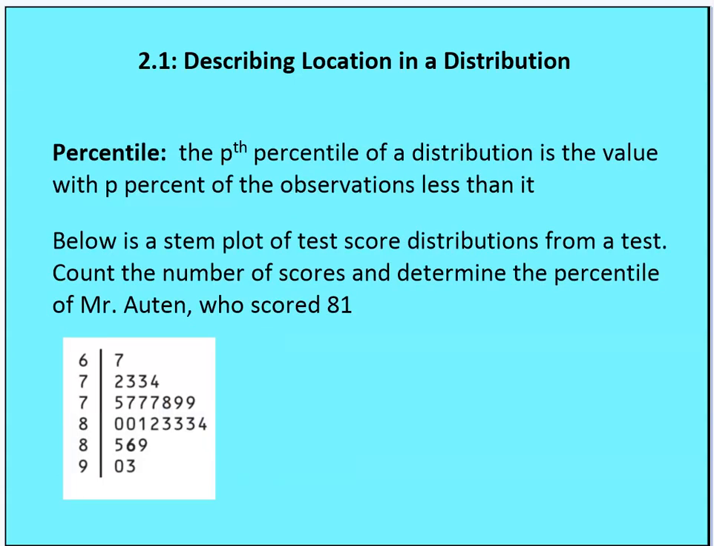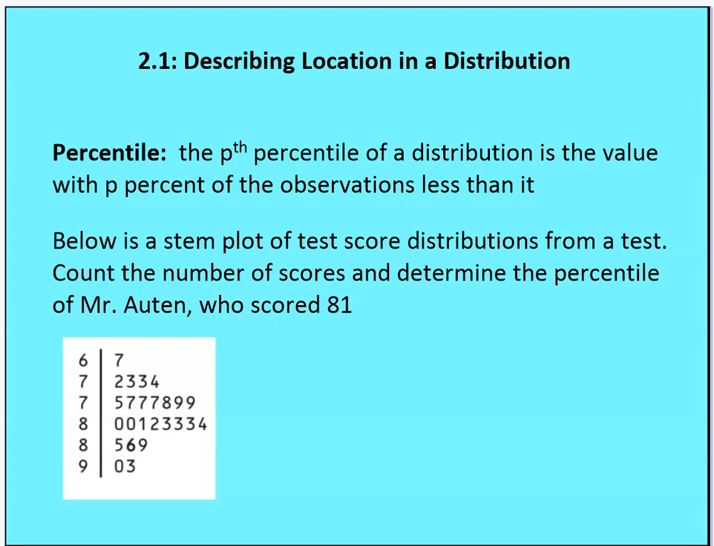All right, so let's get started. So percentile is the number that we assign as a distribution value where the p% of observations are less than it. So let's take an example.